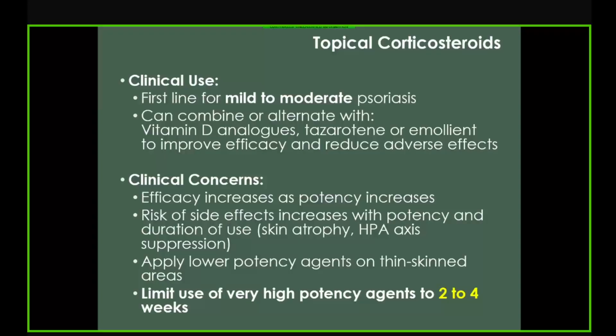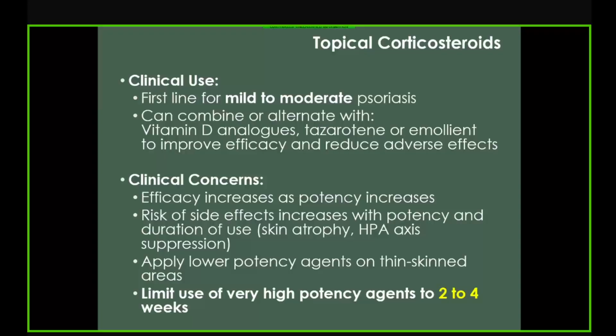So looking at my topical corticosteroids, the first line thing that I have for my mild to moderate, I can combine or alternate this with my vitamin D analogs, tazarotene, or some type of emollient, something to moisturize their skin very well, to improve the efficacy and decrease how many adverse effects they have, because steroids are going to come with adverse effects. So I try to use my vitamin D analogs or something else that has a better side effect profile if I can, so that I can decrease the adverse effects that my patient could experience from long-term exposure to a steroid. Because again, just like when we talked about eczema, this is a chronic condition with no cure.